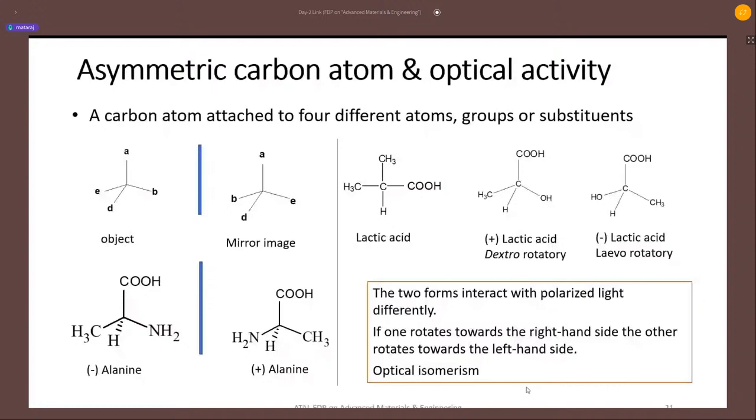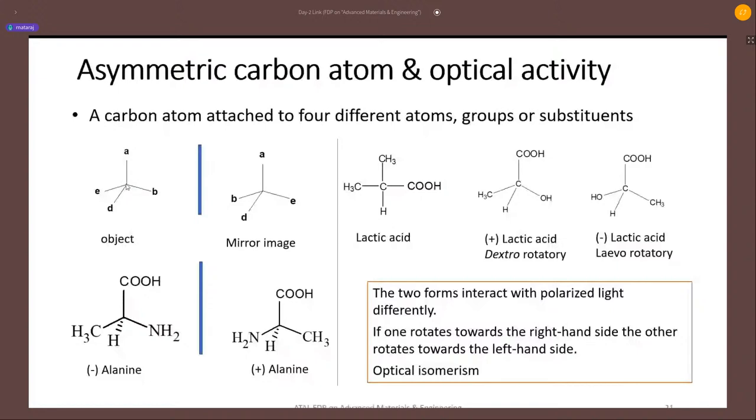An asymmetric carbon is one which is attached to four different groups. For example, if this is a carbon which is attached to four different groups, A, B, D, four different groups, we call it an asymmetric carbon, because there won't be any point of symmetry. If you rotate it, there won't be any point of symmetry, therefore it lacks any symmetry, that is why we call it asymmetric.